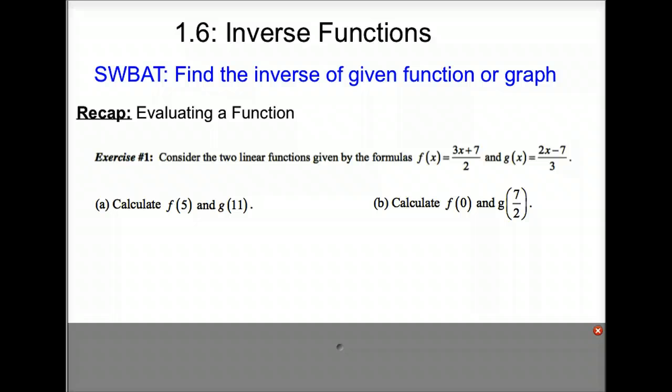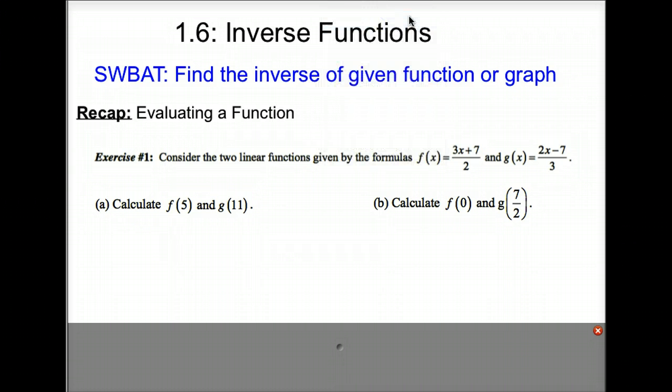Exercise 1. Consider the two linear functions given by the formula f of x is equal to (3x plus 7) over 2 and g of x equals (2x minus 7) over 3. I want to evaluate f of 5.